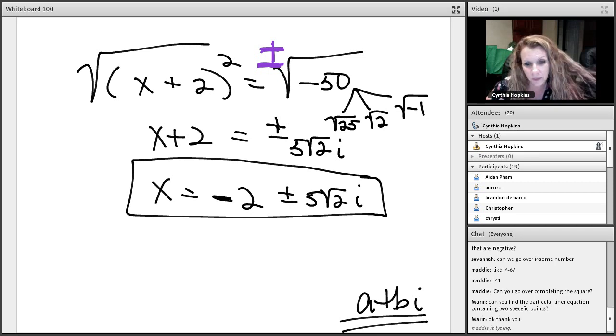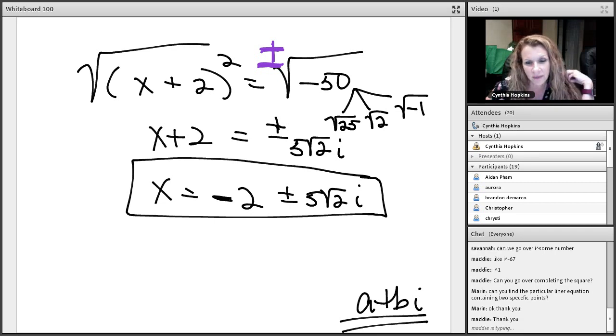Now you should be able to write an equation with 2 points and a line, but you know what? That was our chapter 3 test. You should go back and review that if you don't know how to do that.